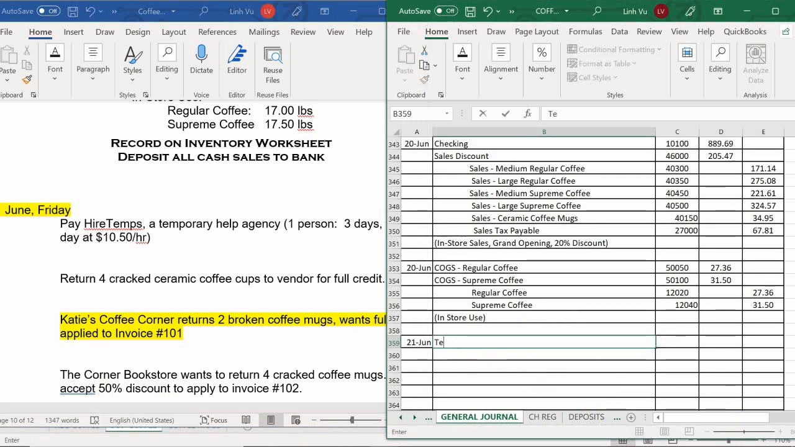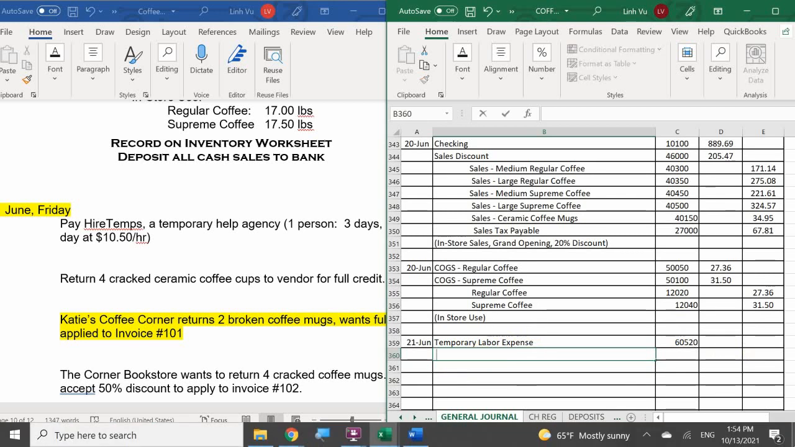So, temporary labor expense. It is 60,520. Exactly. And let's see, take it out from the checking, no? Yep, we're going to be writing a check out to this company.